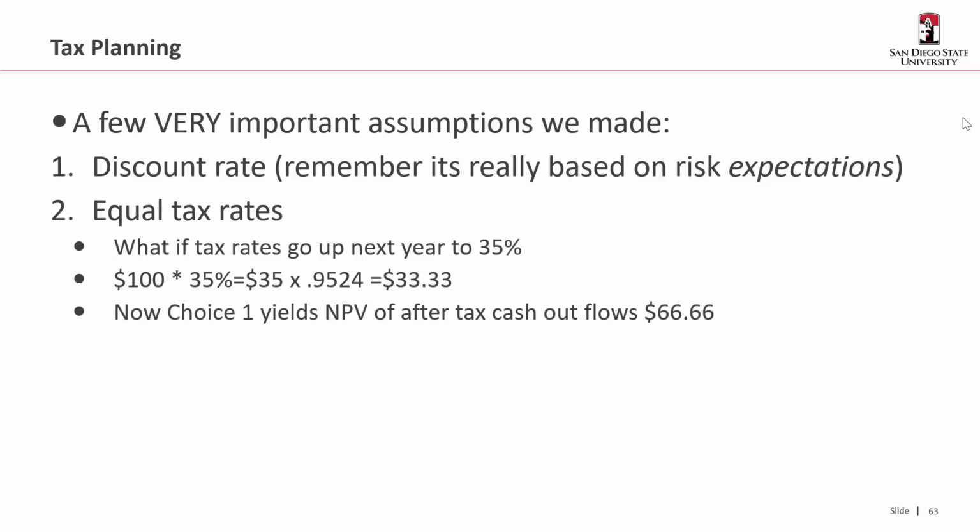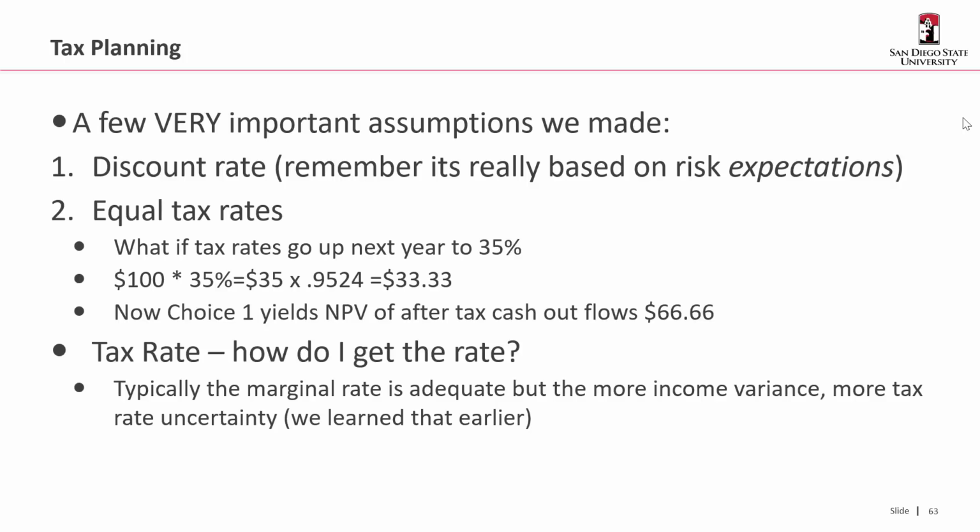So what if tax rates go up next year to 35%? So now the present value of that tax savings is $35 times 0.9523, or $33.33. And now choice 2 yields the net present value of after-tax cash flows of only $66.67, making that clearly the optimal choice.